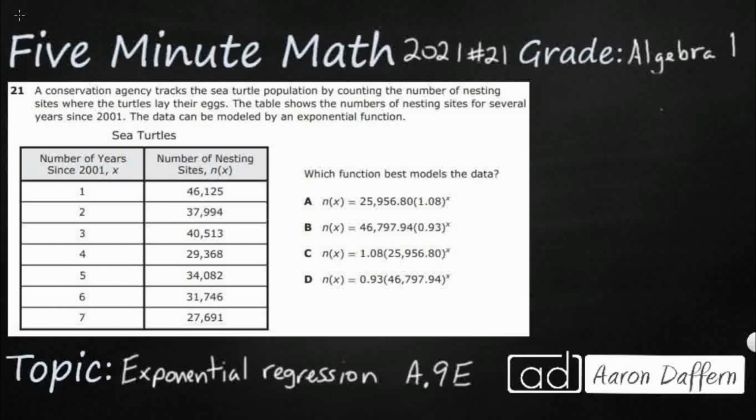Today we are looking at the Algebra 1 concept of exponential regression. This is standard A.9E in the great state of Texas, and we are using item number 21 of the 2021 released STAAR test. If you haven't done so already, please take a moment to pause the video, work this problem out on your own, unpause it, and we will look at our answers together.